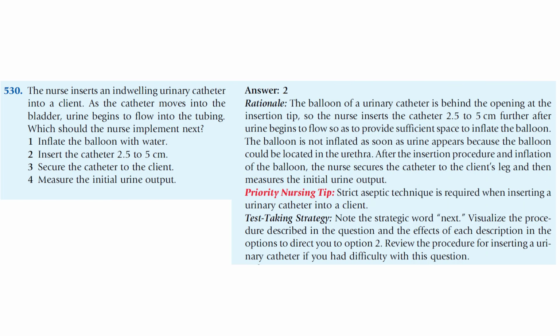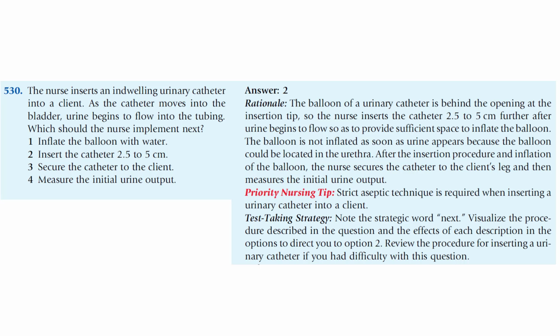530. The nurse inserts an indwelling urinary catheter into a client. As the catheter moves into the bladder, urine begins to flow into the tubing. Which should the nurse implement next? 1. Inflate the balloon with water. 2. Insert the catheter 2.5 to 5 centimeters. 3. Secure the catheter to the client. 4. Measure the initial urine output.